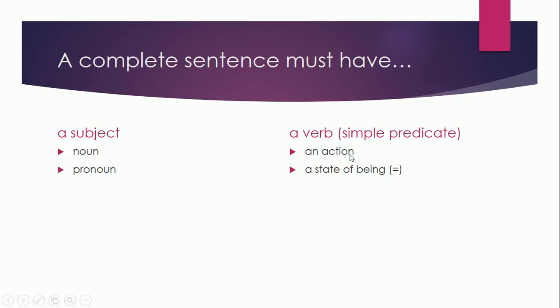And so that can be an action, like the cat jumps, or it can just be a state of being. It can be like an equal sign. That's why I have an equal sign here, because that's what a lot of verbs do. They're called linking verbs. So the boy is the winner, he equals the winner, or you are the winner. That's a different equal sign. And so that is still a verb, and that is still a verb. They just don't have a lot of action going on.